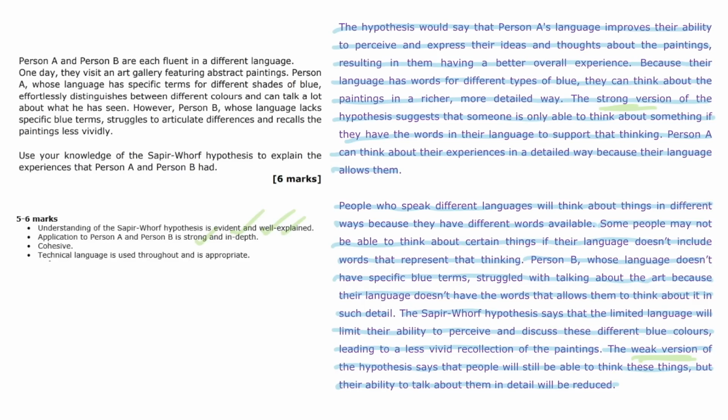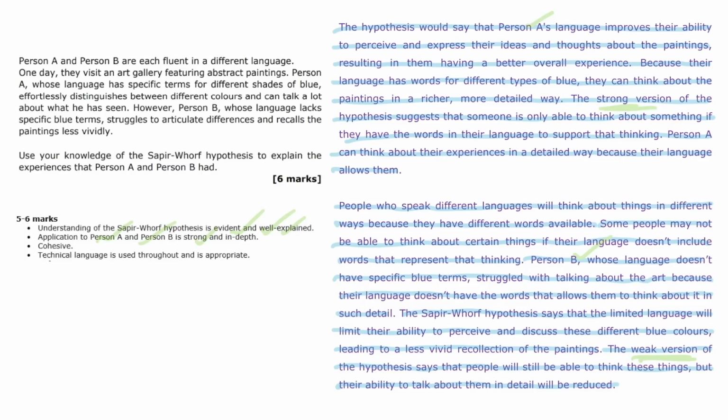The explanation of Person A's experience aligns with the strong version, emphasising that their language, rich in specific terms for different shades of blue, allows them to think about the paintings in a much more detailed way. This demonstrates a solid grasp of the core idea that language influences thought and perception. Person B's experience is explained in accordance with the weak version of the hypothesis, suggesting that while they can still think about the paintings, their ability to talk about them in detail is hindered by the absence of specific blue terms in their language. The application of the hypothesis to both individuals in the context of an art gallery scenario is appropriate and directly addresses the question. Again, this application is required to meet the requirements of the top mark band.